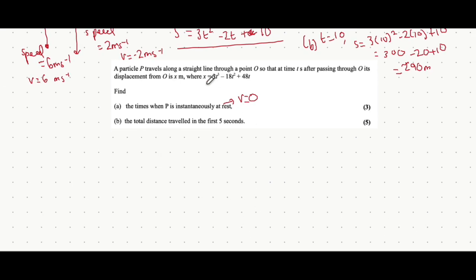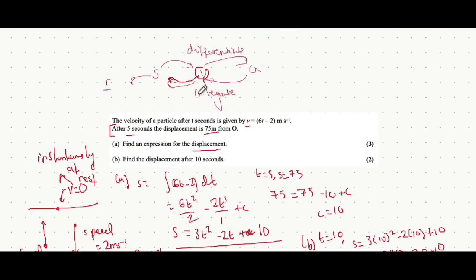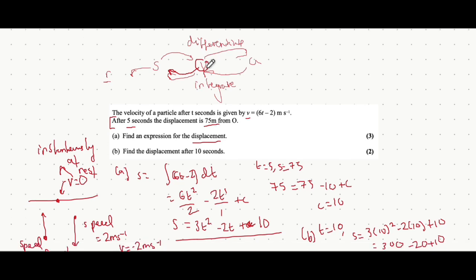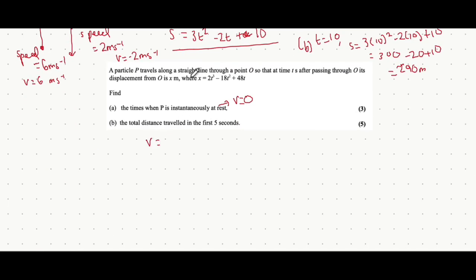How do we get to velocity from the displacement? Well, let's see. You differentiate displacement to get to velocity. So we say velocity is a differential of all of these variables. Now 2t cubed differentiates to 6t squared, minus 18t squared differentiates to minus 36t, and 48t just differentiates to 48.